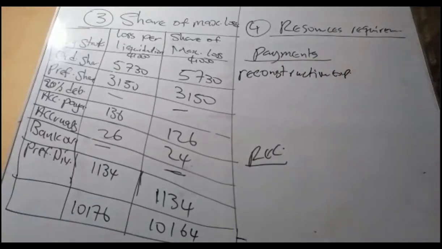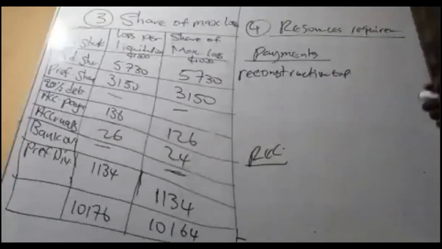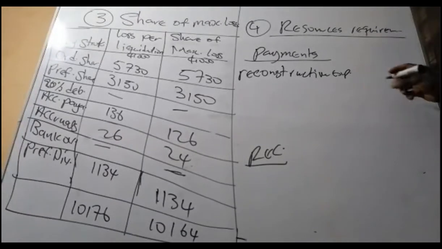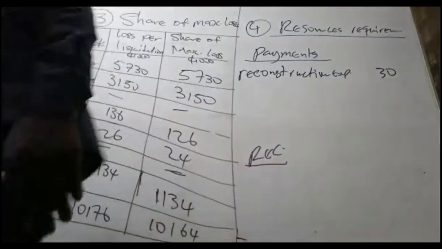The reconstruction expenses you have to pay. So what will be the reconstruction expenses here? That's the 30. Good. Is there any other payment? And we have the discretionary payment. Go to the current liability. At least pay all of them and leave one. Current liabilities: at least pay all of them, or pay some, leave some.